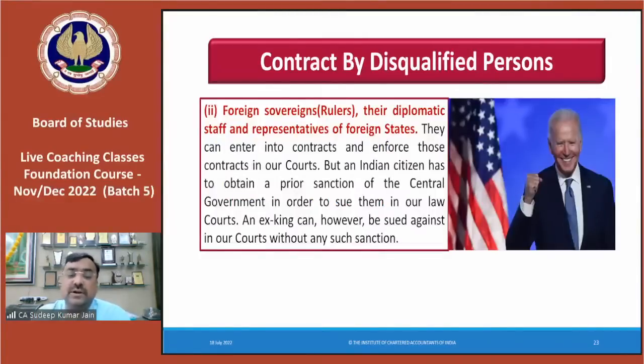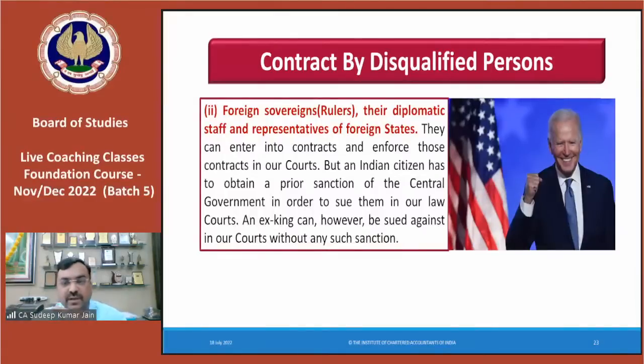Contract with foreign rulers, sovereigns, their diplomatic staff and representatives of foreign states. They can enter into contracts and enforce those contracts in our court, but an Indian citizen has to obtain a prior sanction of the central government in order to sue them in our law court. But an ex-king can, however, be sued in our court without any such sanction.